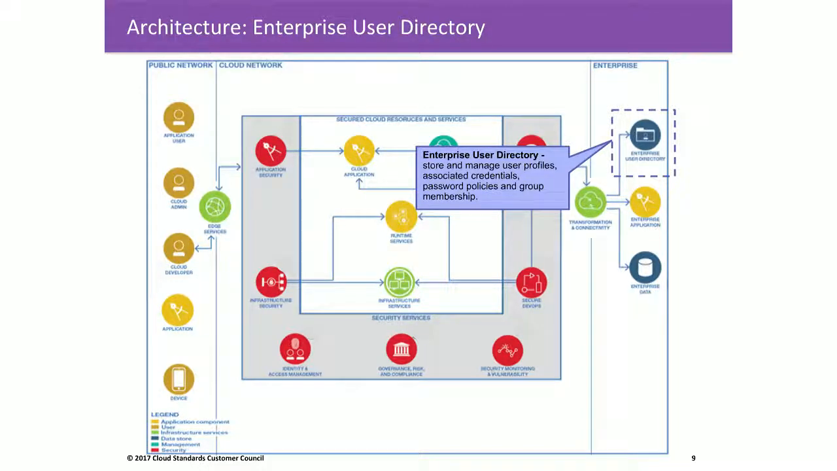Now let's take a look at the components located within the enterprise perimeter. The enterprise user directory is a service that maintains identities, credentials, and other information like group membership that help identify users and give them appropriate access to applications and resources. In a minute, I will explain why the directory service plays an important role within the cloud environment.